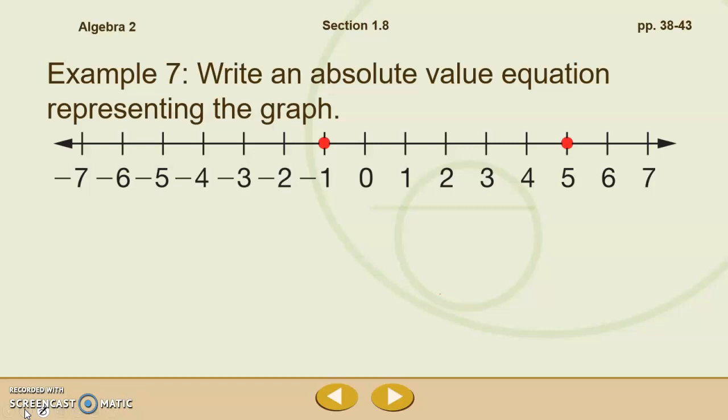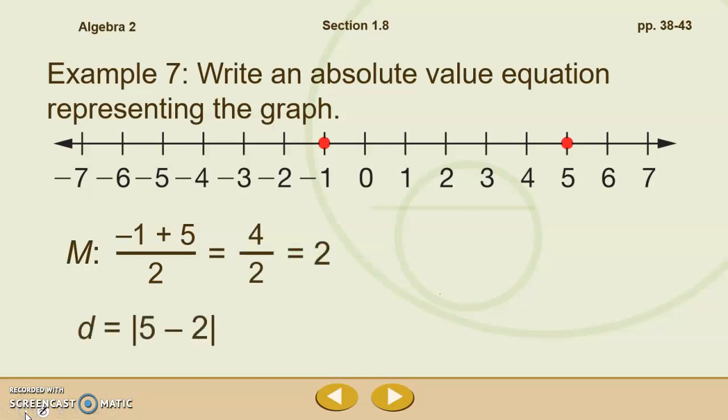To find the midpoint, we take the two endpoints, 5 and negative 1, add those together and divide by 2. See if you can find the midpoint on your own. All right, here's our formula for midpoint. Negative 1 plus 5 divided by 2, which gives us a midpoint of 4/2, which simplifies down to 2.